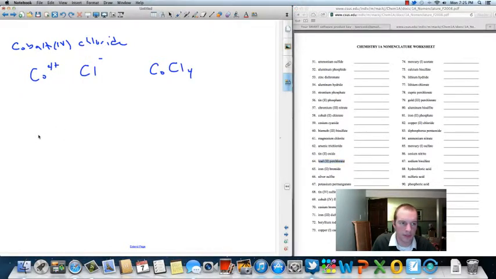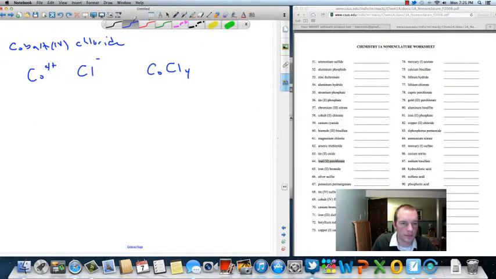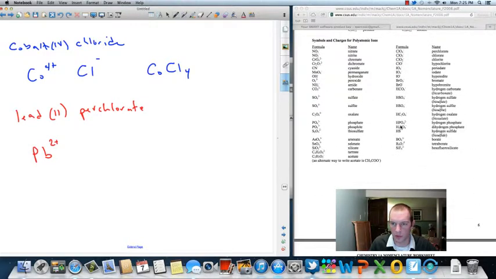Okay, one last example I want to show you would be something like lead 2 perchlorate. Lead, Roman numeral 2, perchlorate. That means we're going to have a Pb 2 plus ion. If you don't remember what perchlorate is, you can come back here, scroll up. We can find perchlorate, which is over on this side right here, ClO4 minus. Now we can see a 2 plus with a 1 minus there. It's going to be Pb parentheses ClO4 close parentheses 2.